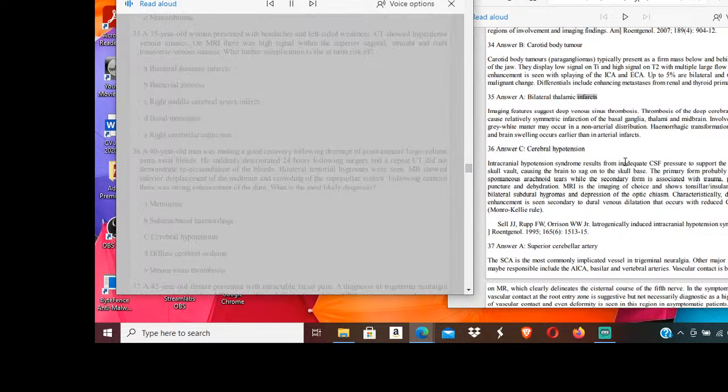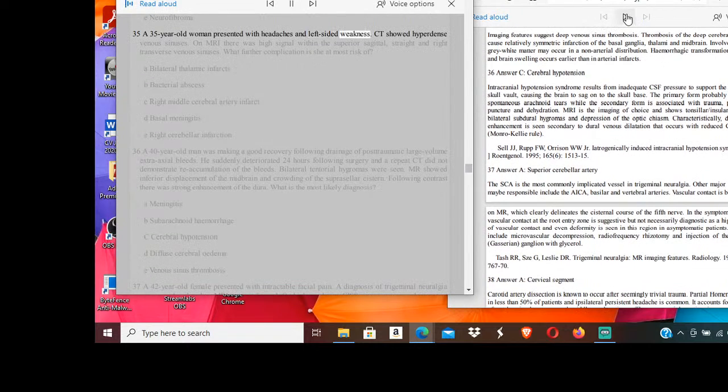Neurofibroma. 35. A 35-year-old woman presented with headaches and left-sided weakness. CT showed hyperdense venous sinuses. On MRI there was high signal within the superior sagittal, straight, and right transverse venous sinuses. What further complication is she at most risk of?